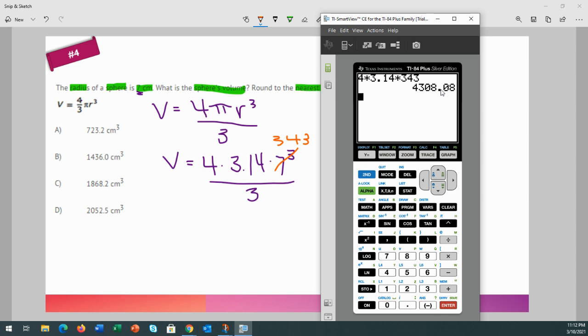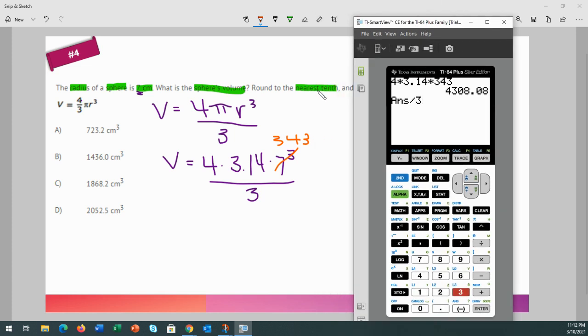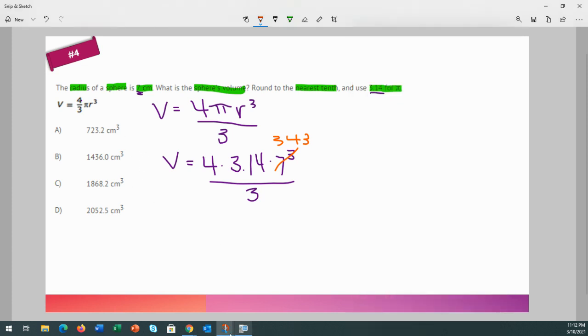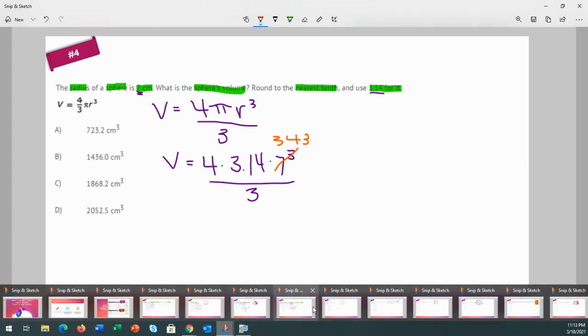All you have to do is take that final step and divide it by 3. They told us to round it to the nearest tenth, which means we need one number after the decimal. So once you divide that by 3, it should be pretty obvious which one of these is the volume of that sphere.